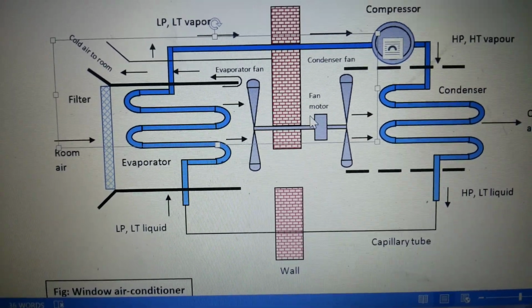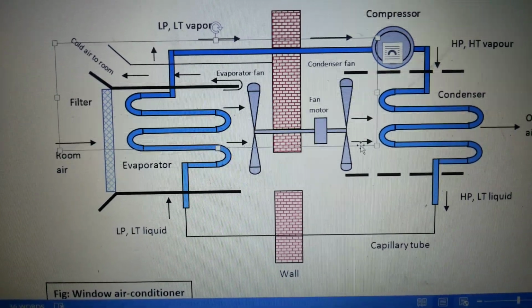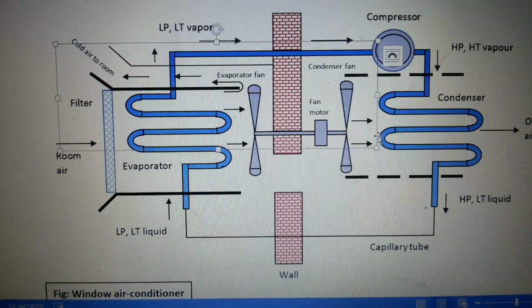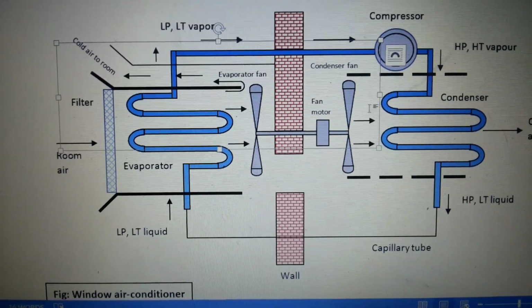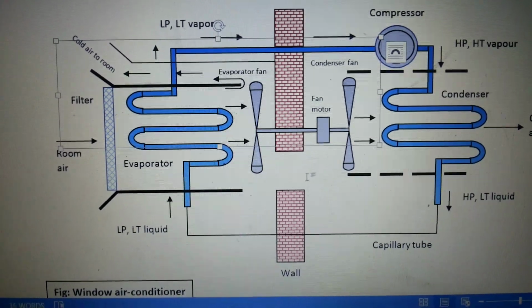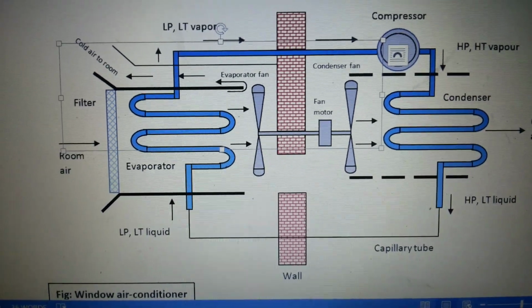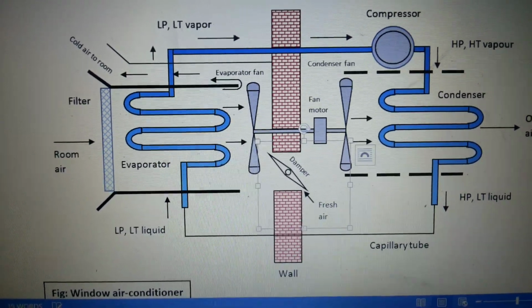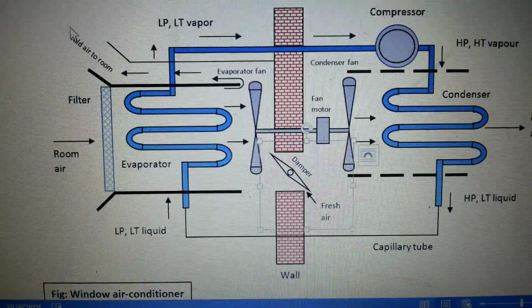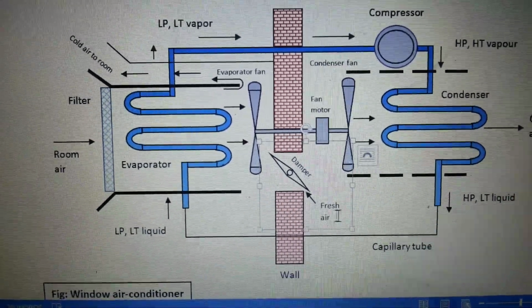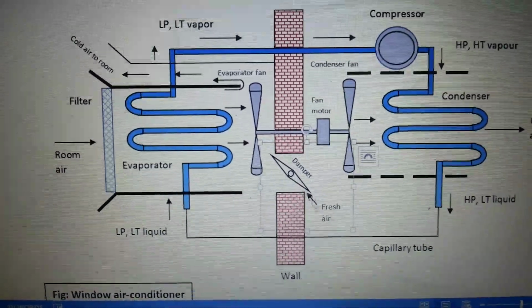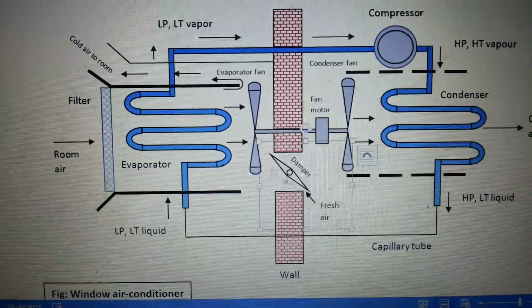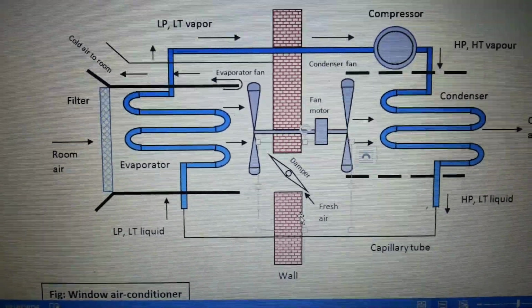And this is the condenser fan, and further you can see the damper, which helps to take the fresh air in. So, this was the window air conditioner.